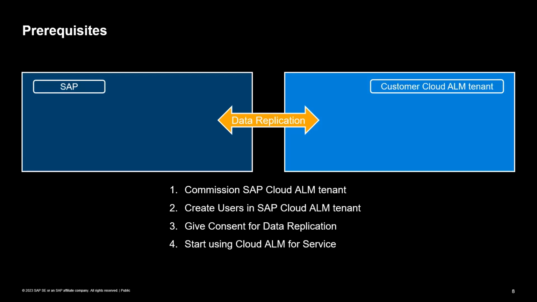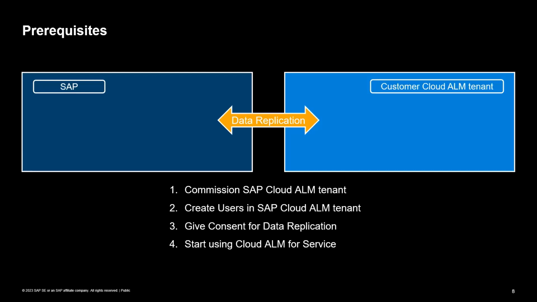So we said Cloud ALM for Service contains an SAP internal part. It also contains a customer Cloud ALM tenant part. Both these parts can communicate with each other. The communication is bidirectional. So if the customer agrees, data from SAP is replicated to the Cloud ALM tenant of the customer, but also backwards from the customer tenant to SAP. And we'll have a look at what kind of information that is. So the first thing customers have to do is they have to commission a Cloud ALM tenant if they want to use Cloud ALM for Service.